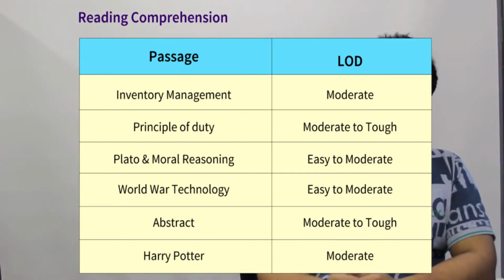Similarly, the passage on World War technology between World Wars 1 and 2 was actually easy. And it was a lot of facts and figures, history, etc. So that was a good read. You could have easily solved it.